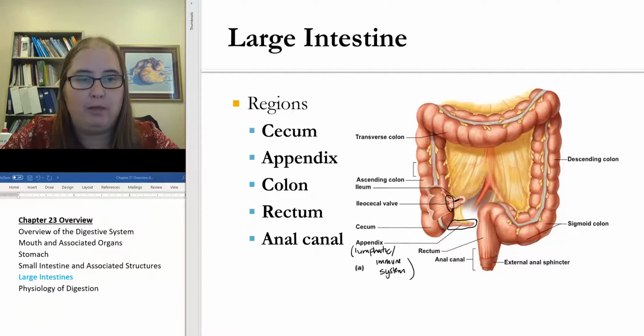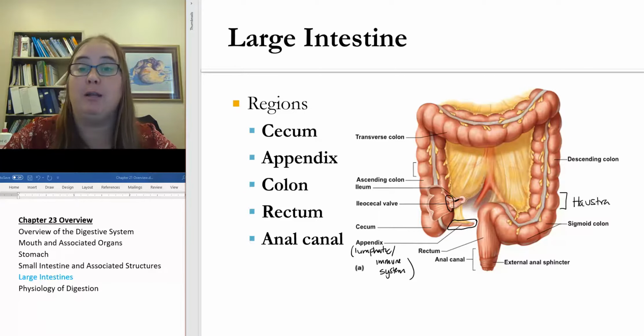One thing I do want to bring your attention to are these divisions. These divisions here are called haustra. And this is going to become important because we're going to talk about haustral contractions in a little while. What that means is these individual haustra undergo contractions.